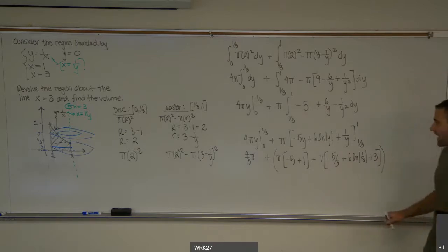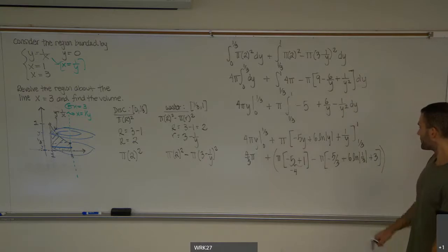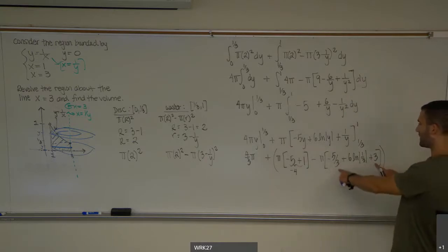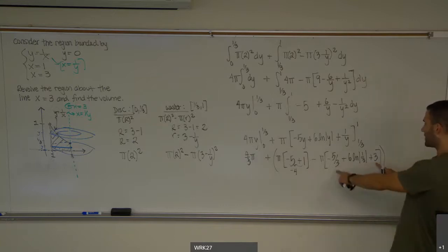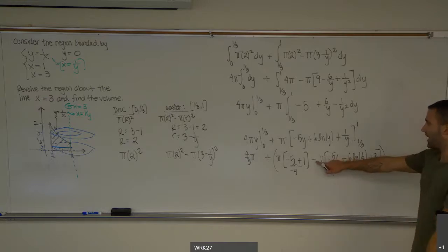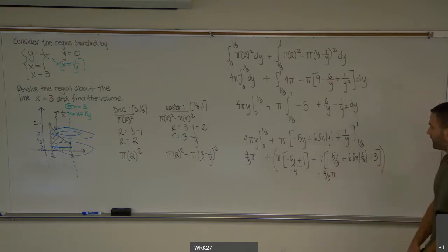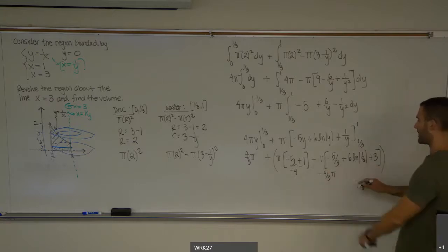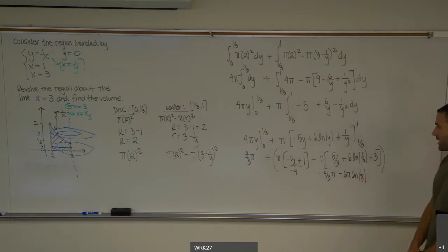Simplifying this, we'll just go ahead and combine what we can. Here, -5 plus 1 is -4. We have -5/3 plus 3, which is -5/3 plus 9/3, so we get 4/3 here, and then a minus sign in front, so we get -4/3 pi. And then we distribute the minus sign, so minus 6 pi times ln of 1/3. That's what we get there.